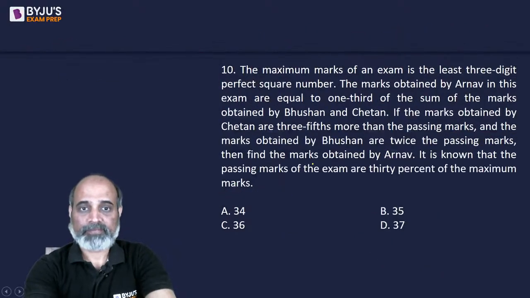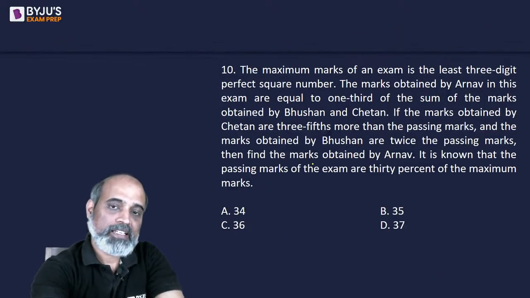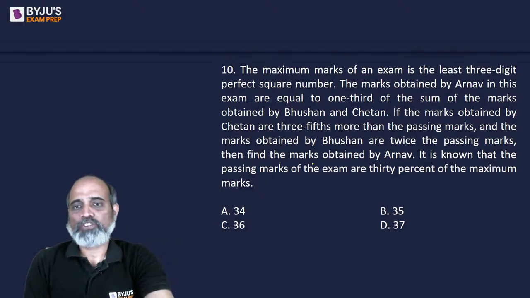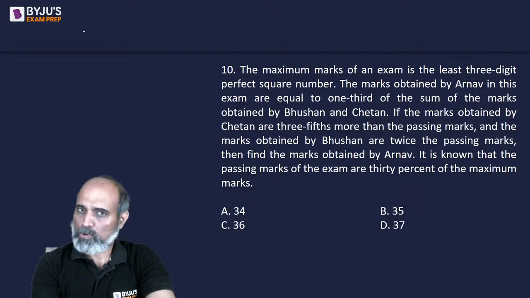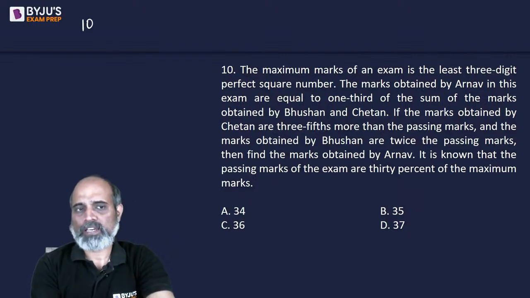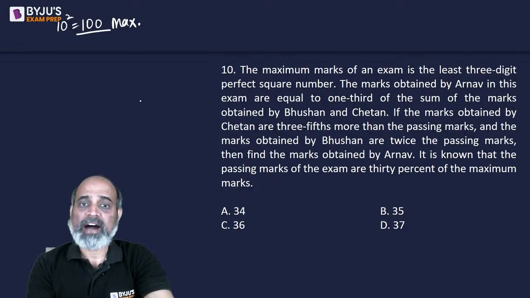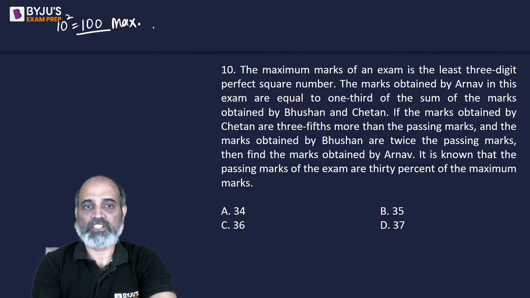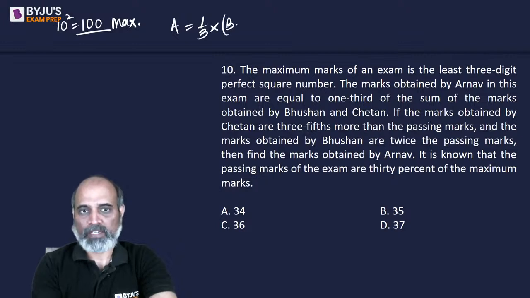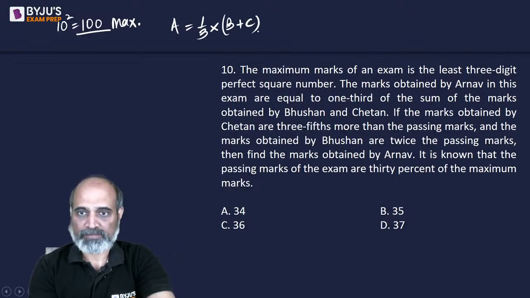Right? Okay. Next, the maximum marks of an exam is the least 3-digit perfect square number. So the smallest 3-digit perfect square is 100, which is square of 10. So this is the maximum marks. The marks obtained by Arnav in this exam are equal to 1/3 of the sum of the marks obtained by Bhushan and Chetan. So Arnav marks is 1/3 of the marks obtained by Bhushan and Chetan.